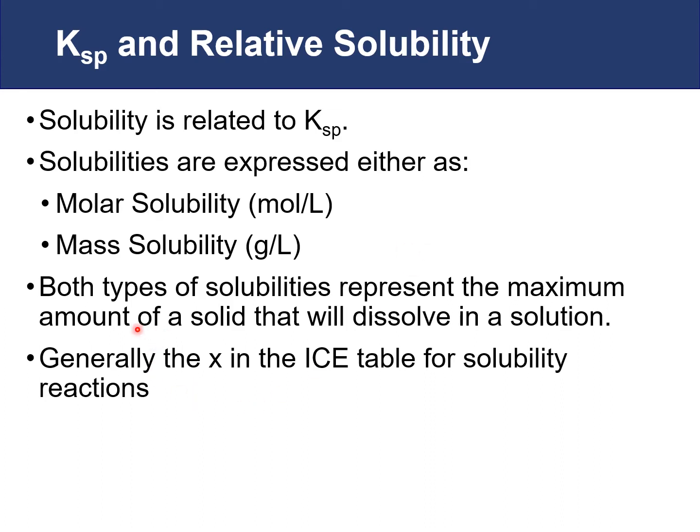Both of these types of solubilities represent the maximum amount of solid that we can get to dissolve in a solution. Most of the time it will be the X in the ice table for a solubility reaction, or in the case of the mass solubility, X times the molecular weight for the solute.